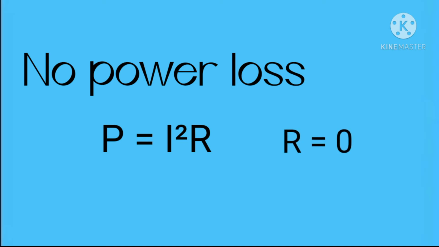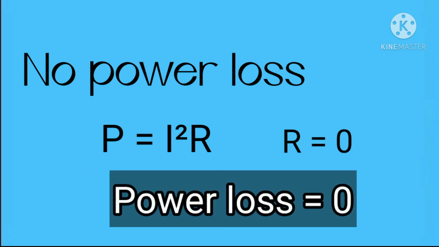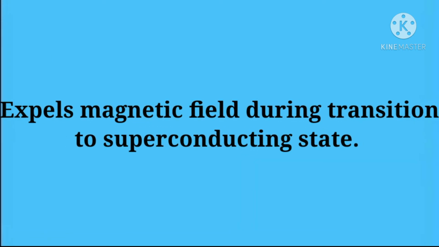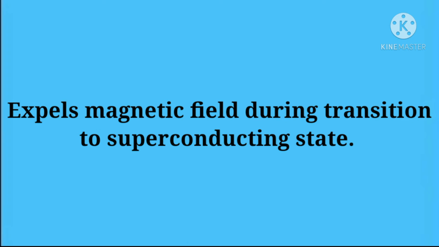The third property is no power loss. As the formula of power is P equals I squared R, the resistance value is 0, so the power loss will be 0 in case of superconductors. The fourth property is it expels the magnetic field during transition to the superconducting state. This property leads us to the Meissner effect.